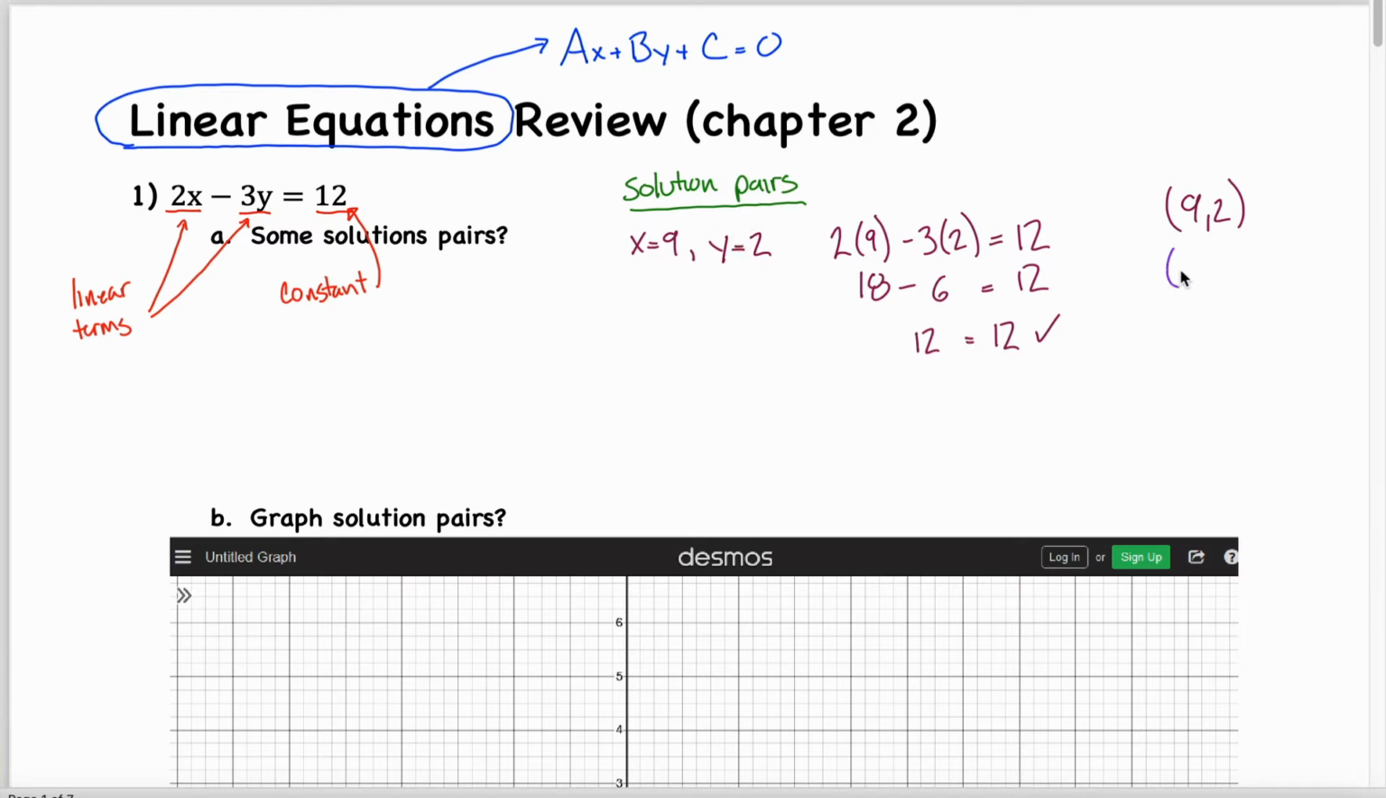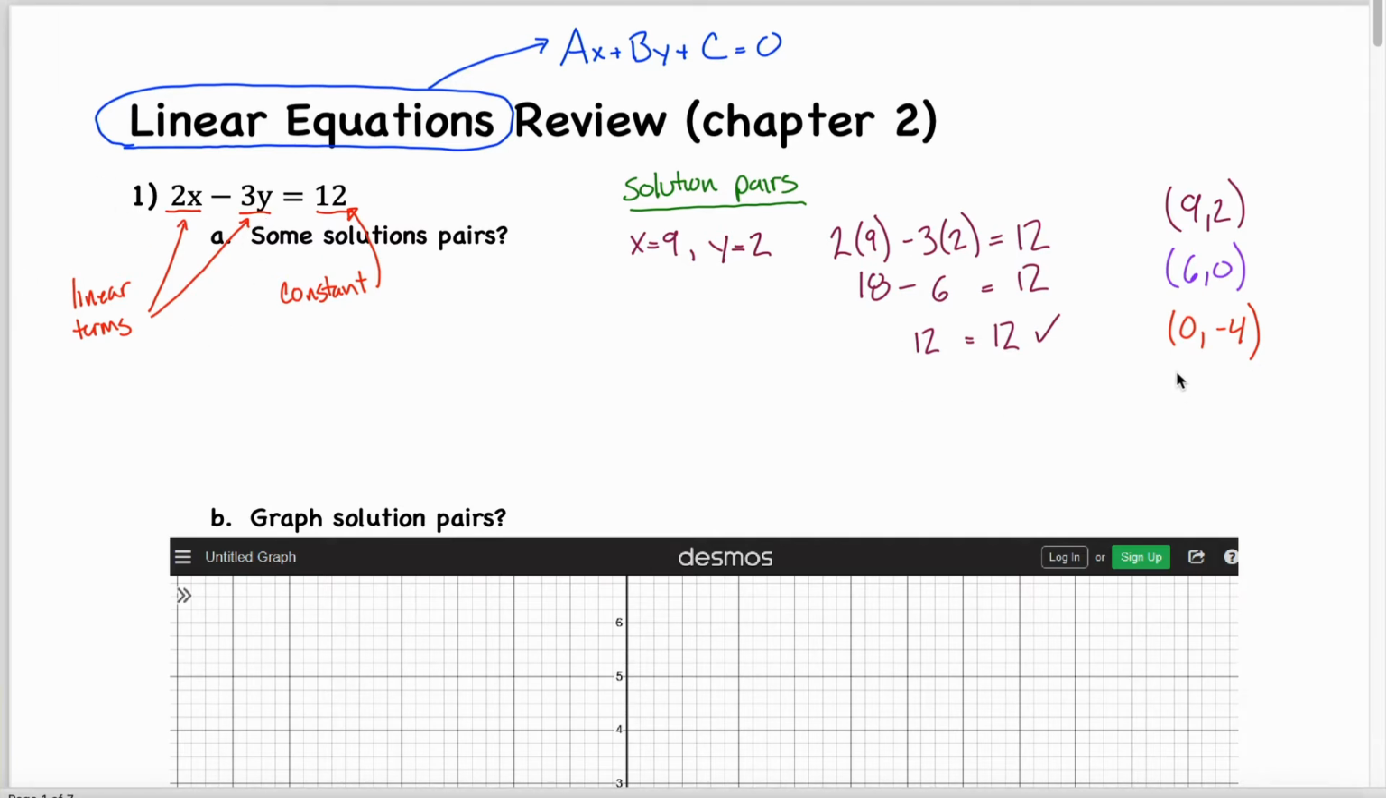Let's see, I think 6 comma 0 would be a solution pair. Why? Because if x is 6, I get 2 times 6 or 12 over here. And if y is 0, I'm subtracting 0, so 12 equals 12. How about a few more? If x is equal to 0, I guess y would have to be equal to negative 4 in order to make the left side of the equation the same as the right side of the equation.